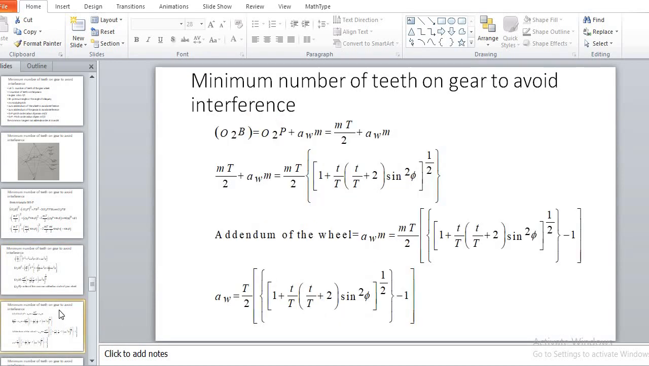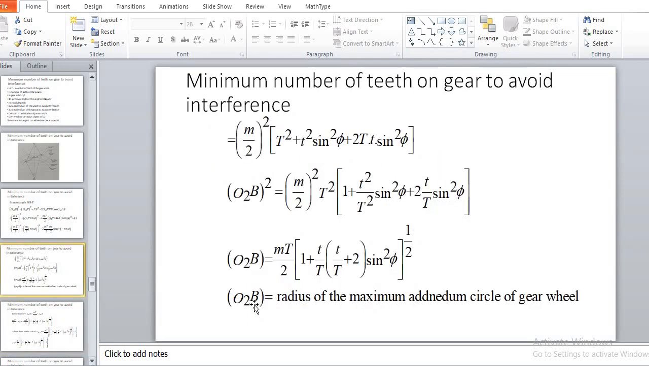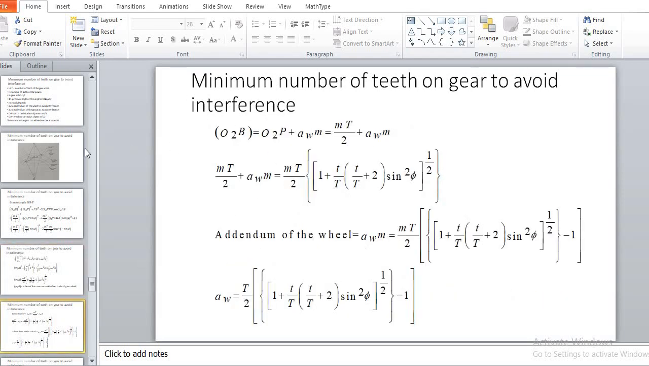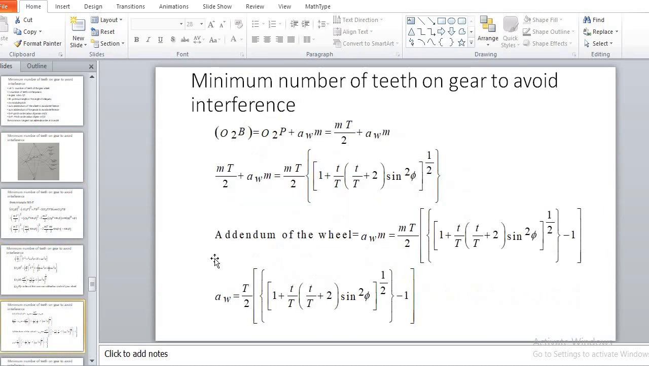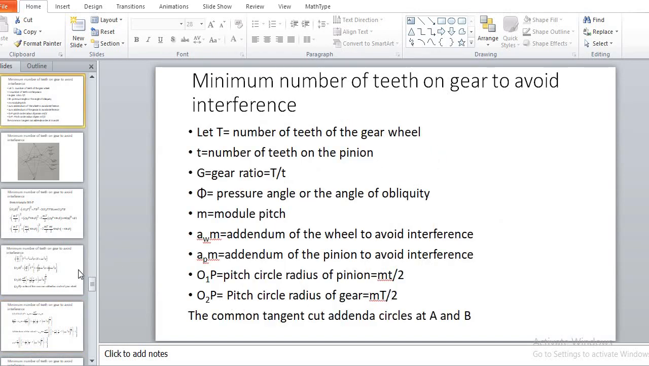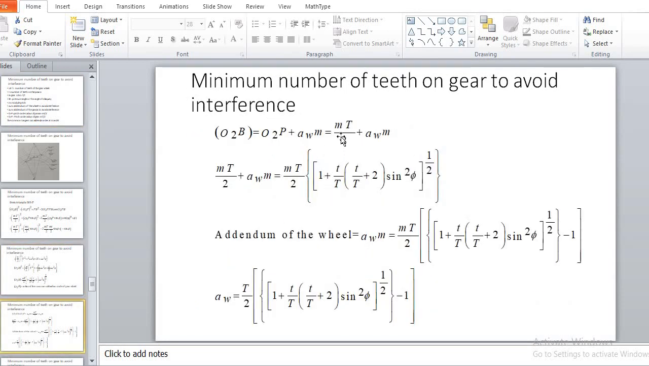Now O2B we can also write as O2P plus AWM, the maximum addendum. O2P plus AWM. Now the O2P value is mt by 2, which we put here: mt by 2 plus AWM. Now this value we put here.